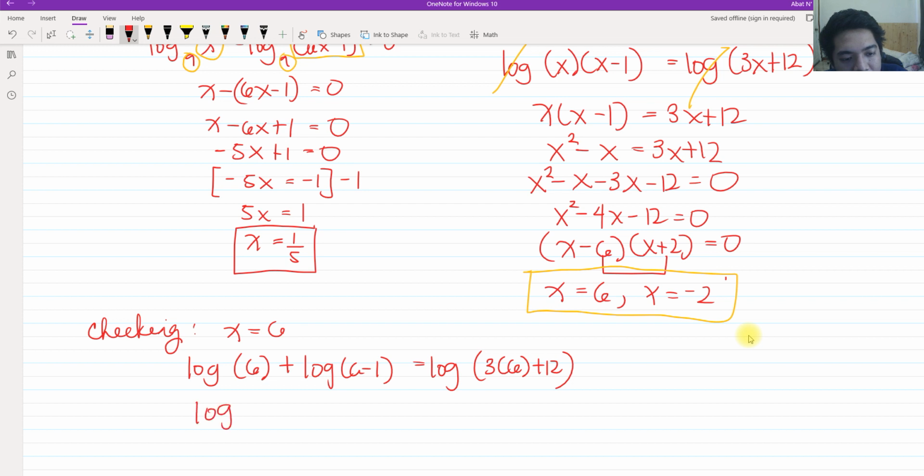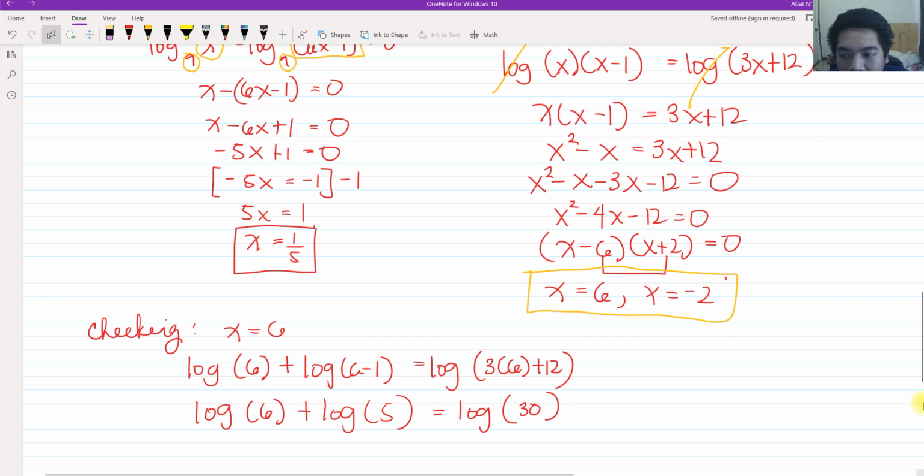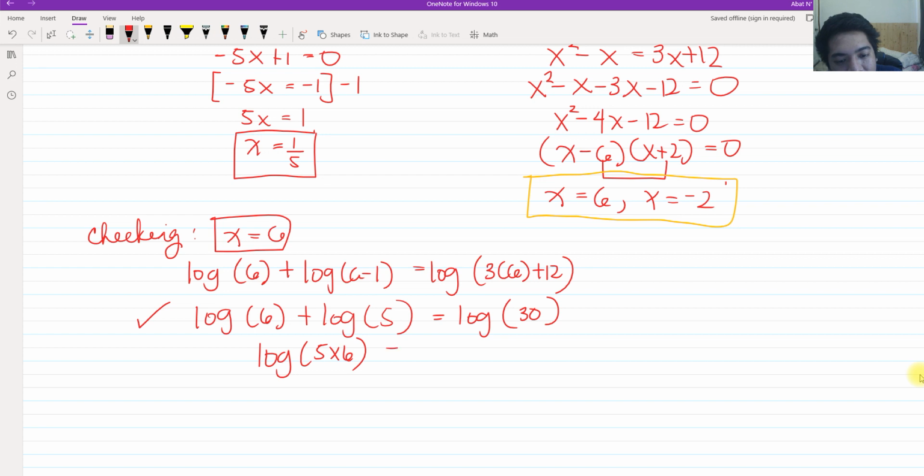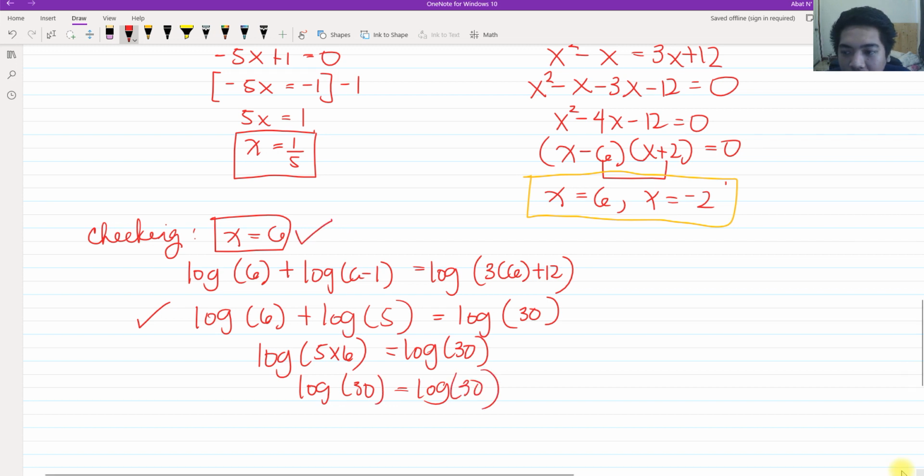So let's see, we have log of 6 plus log of 5. Then we have log of 18 plus 12, which is log of 30. Okay? Since the substitution of the value of x equals 6 does not yield any negative numbers inside the logarithmic, then it is a root. Simplifying further, we have log of 5 times 6. Remember the property that we have studied a while ago: if we have a plus, we can use the property of log a plus log b equals log of ab. So we have 5 times 6, so log of 30 equals log of 30. So that's acceptable. The value x equals 6 is an acceptable value for x.